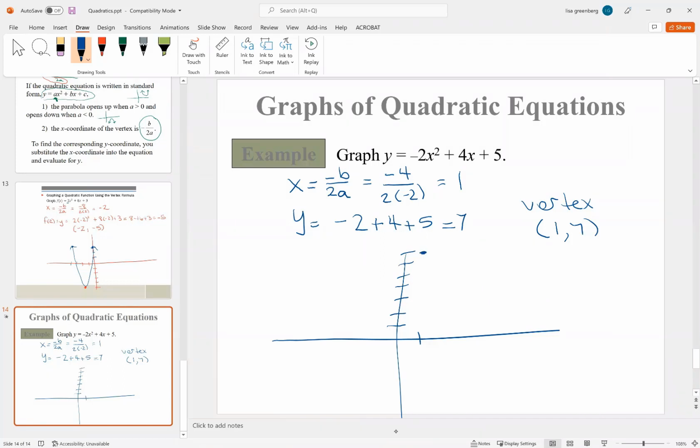Is this graph going to open up or down? Down. It's going to open down because we have this negative 2. So again, I can plug in x equals 0, which gives me a 5. 1, 2, 3, 4, 5. So I know it's going to go through this point. And because I've gone 1 to the left, I can also go 1 to the right and plot that other point that's exactly at the same place because it's got to be symmetric, right? And there's my parabola.